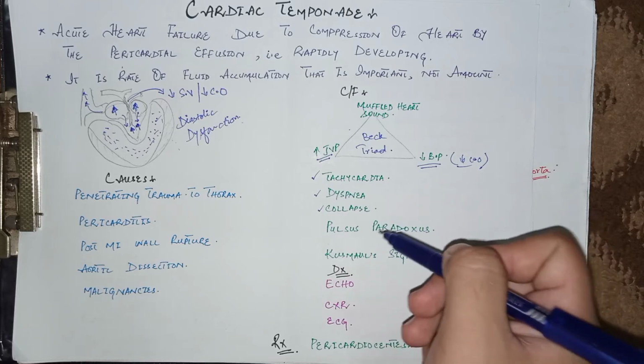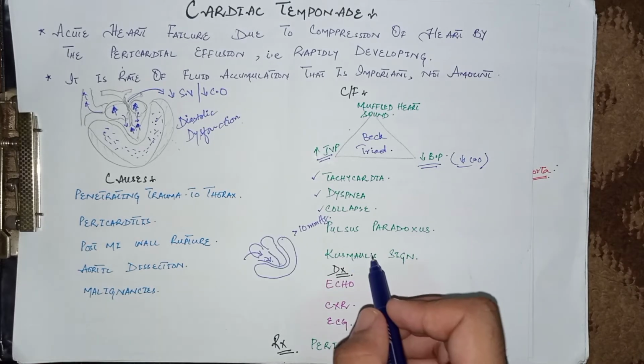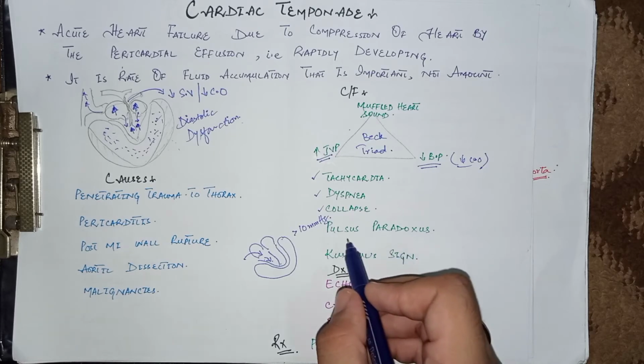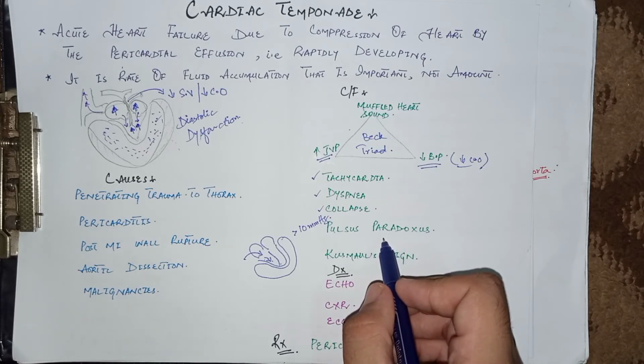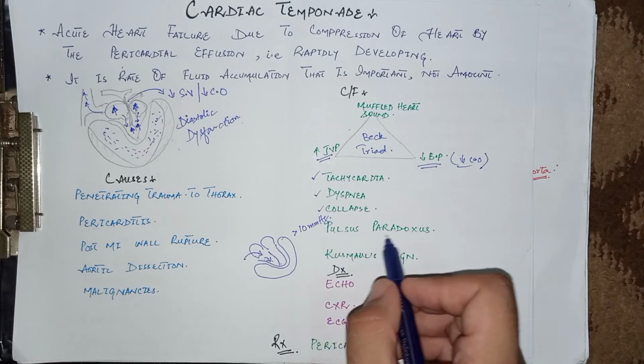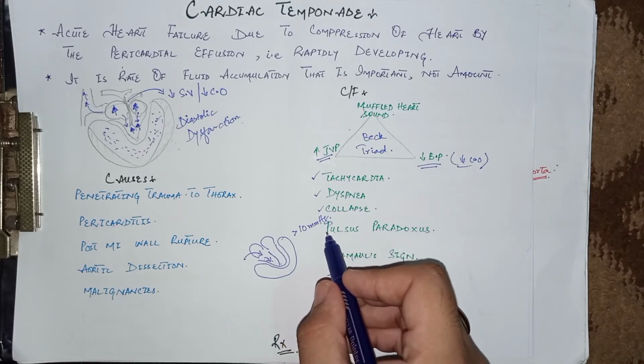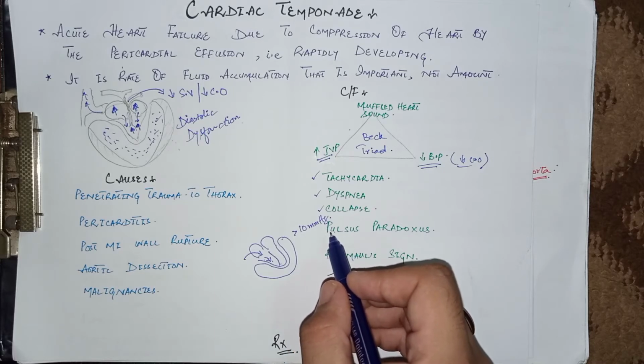The next important clinical feature is pulsus paradoxus. We have discussed it in constrictive pericarditis as well. So what is pulsus paradoxus? It is an exaggerated decrease in the blood pressure of more than 10 millimeters of mercury during inspiration.